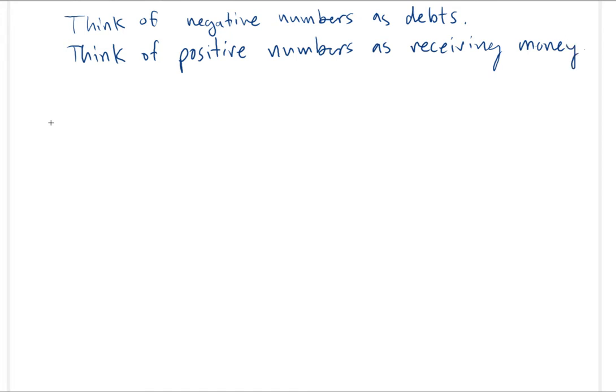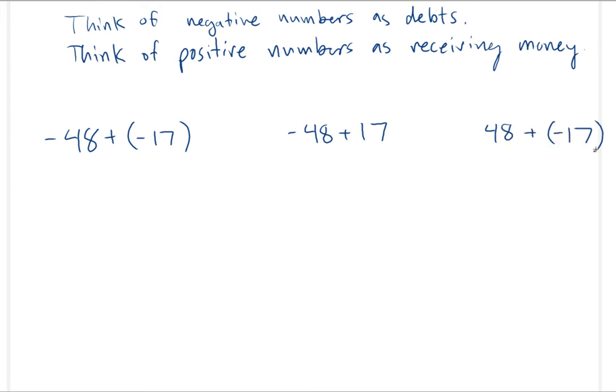All right, so there are a few different situations here. Let's say I have negative 48 plus negative 17, versus negative 48 plus 17, versus 48 plus negative 17. What I want us to think about here is that when we see negatives, we're thinking about debts.